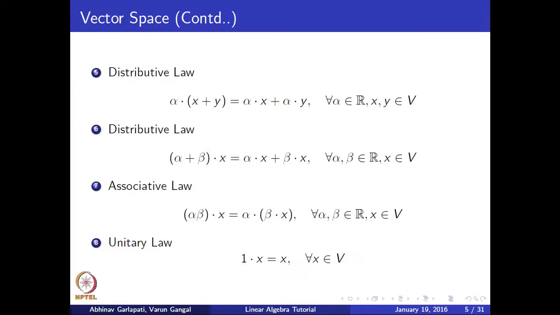The associative law for scalars says that if you first multiply two scalars and then multiply the vector with them, that should be equal to multiplying it first with the second scalar beta and then with alpha. The unitary law says that on multiplication by the scalar real number 1, you get back the same vector. This is important because you don't want multiplication to cause any unexpected scaling. Like if you multiply by the scalar k, then the vector should be exactly k times. It shouldn't be, say, root k.